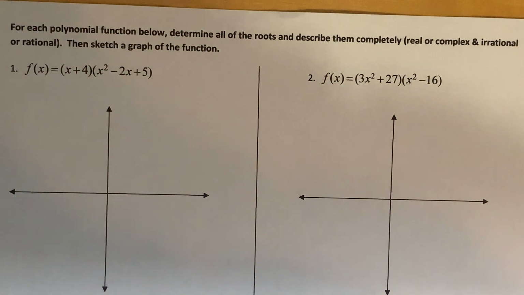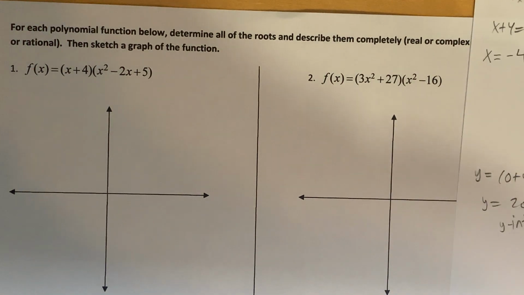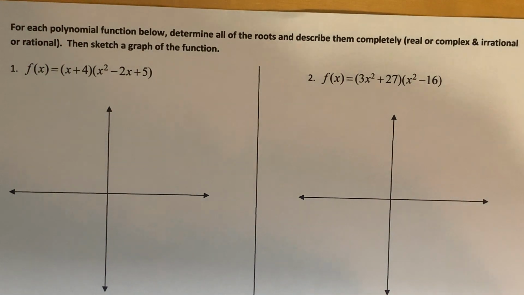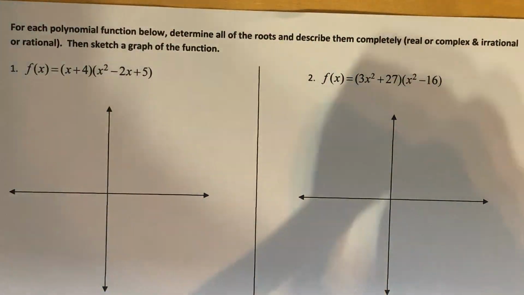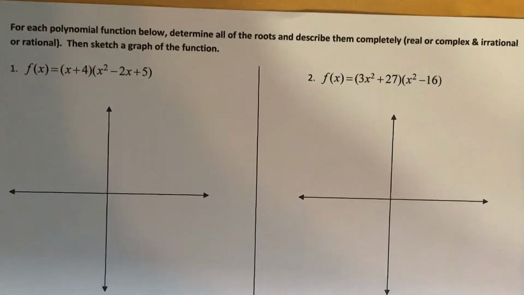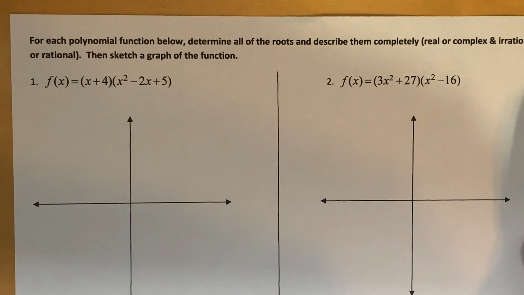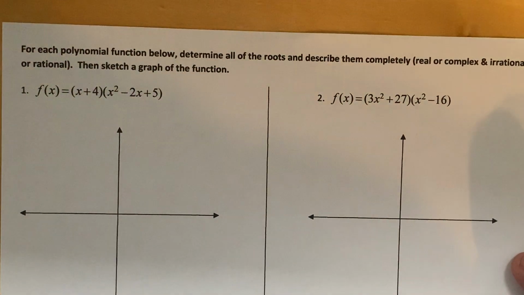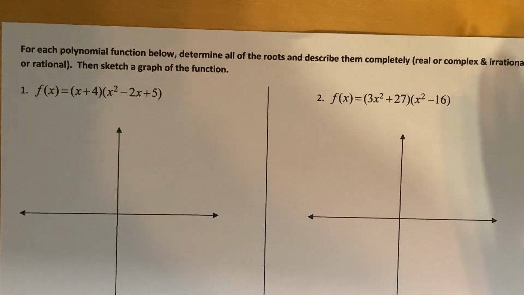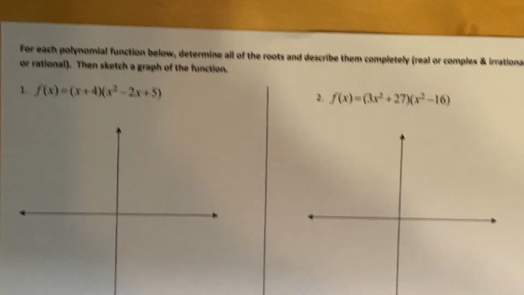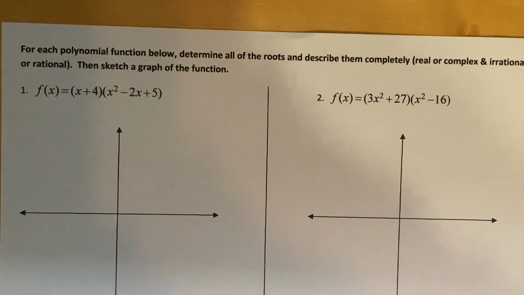Let me get it ready. There we go. And I'll bring out my highlighter for this one since there aren't any markings for us to write the answer except for the graph. So let's read the question. For each polynomial function below, determine all the roots and describe them completely, real or complex, and irrational or rational. Then sketch a graph of the function.